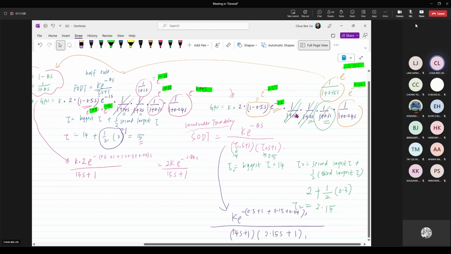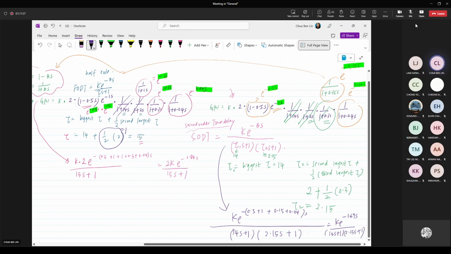Whatever you have used for the tau, you have to cancel like this, and bring some highlighter during your test as well, like me. If I highlight, then I will see clearly the ones I highlighted, and I need to add them together to give me my tau. So my tau here is finally 1.69. So K e^(-1.69s) over (14s plus 1)(2.15s plus 1).